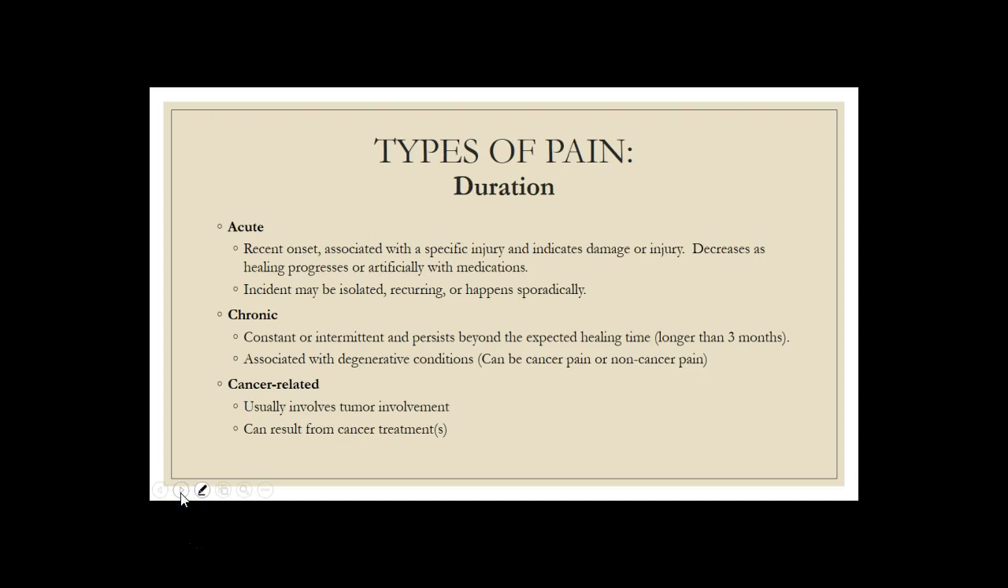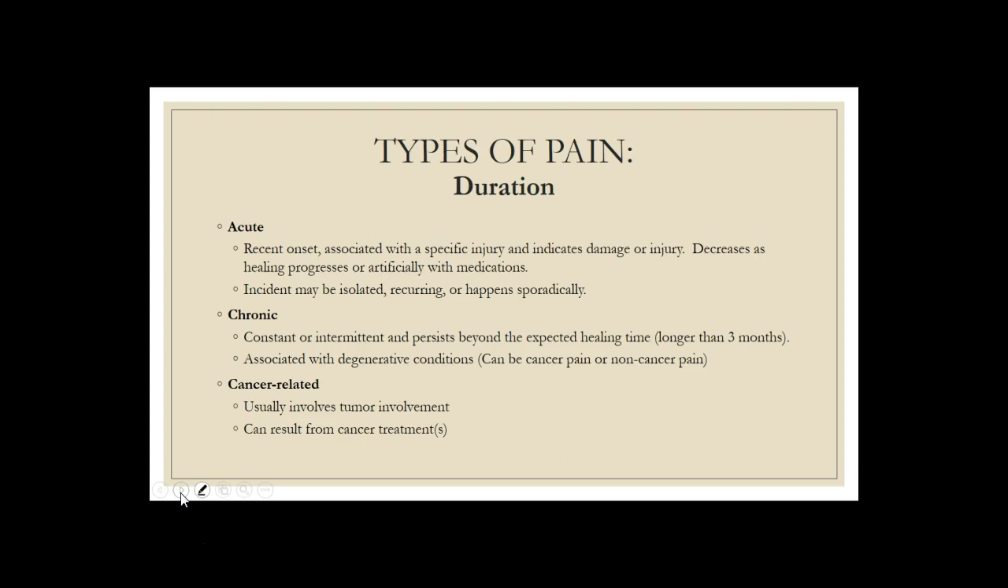So the types of pain, we're looking at the duration. Acute is recent onset. It can usually happen with a specific injury. It can decrease as the healing process progresses or artificially with medications. It can be isolated, reoccurring, or happen sporadically.